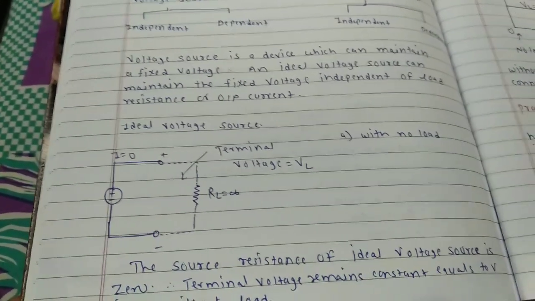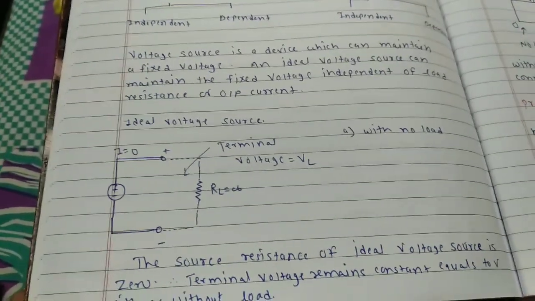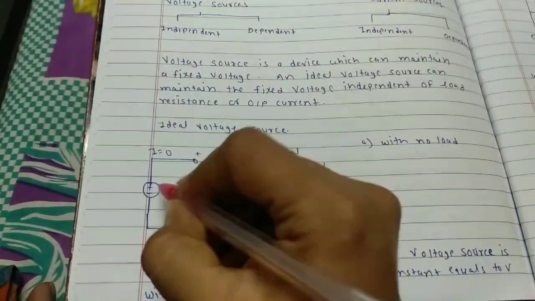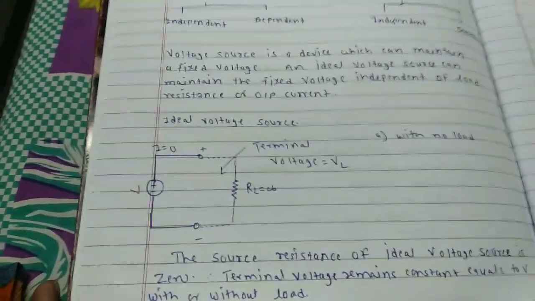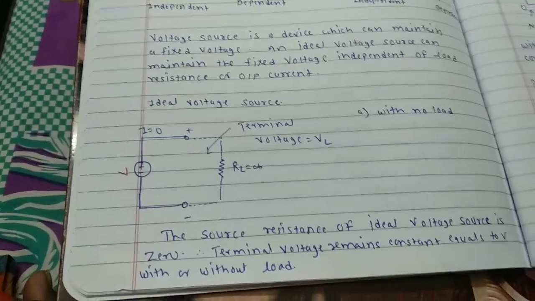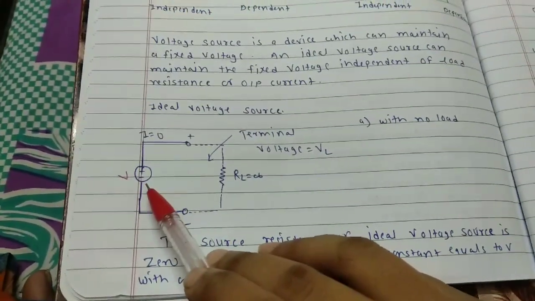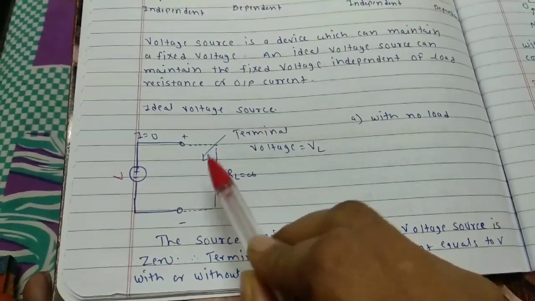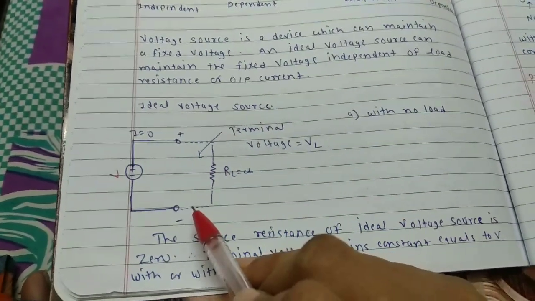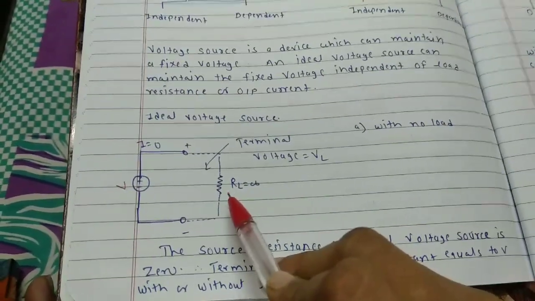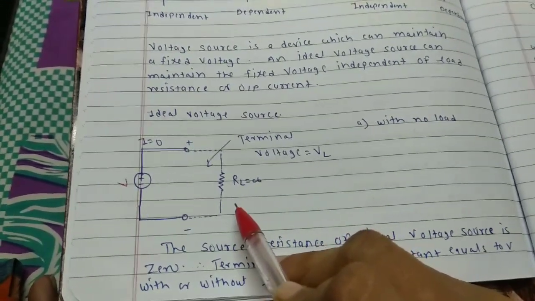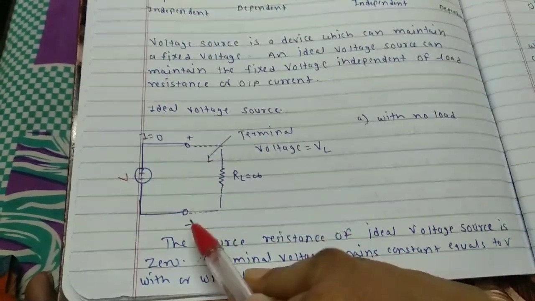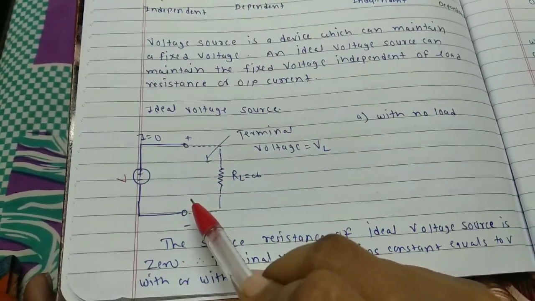So this is the independent type ideal voltage source. This is our voltage source. Let's mark it as V. This is the ideal voltage source, and V is the voltage applied. See here, the resistor is not connected. A known value resistor is not connected here. This is an open circuit. There is no resistor connected at the output side.